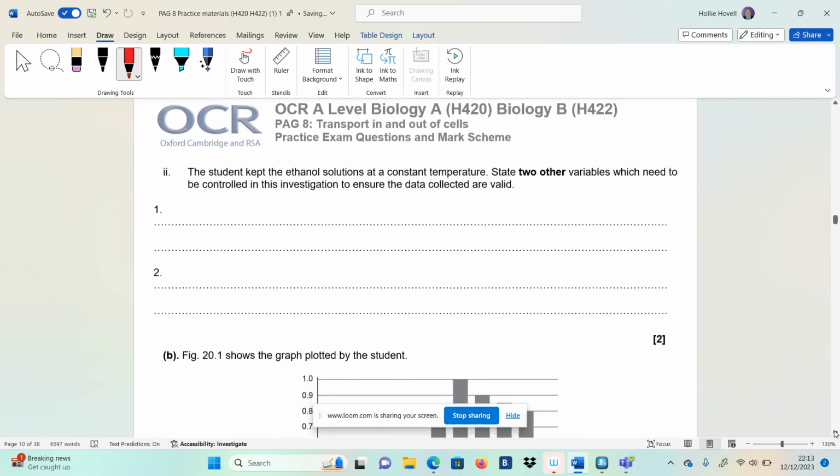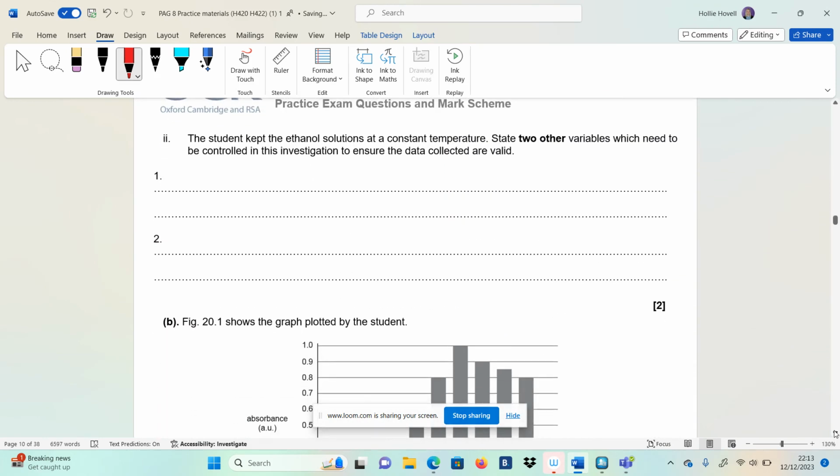The student kept the ethanol solutions at a constant temperature. State 2 other variables which need to be controlled in this investigation to ensure it's valid. So valid means you change one variable, you keep everything else the same. So we know that they're keeping the temperature the same. There's loads of other things that they keep the same. Main ones would be surface area, cutting them to all the same sizes, so the surface area is the same. The next key one is that you use the same part of the beetroot.